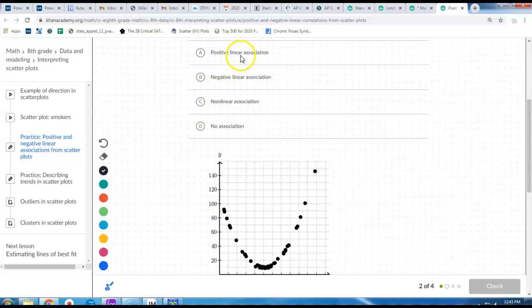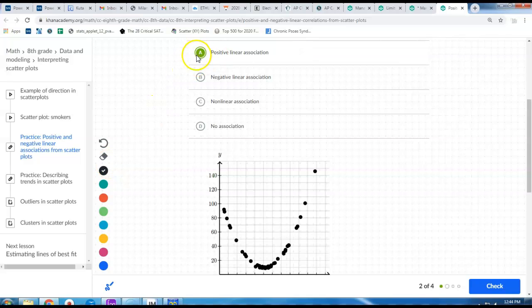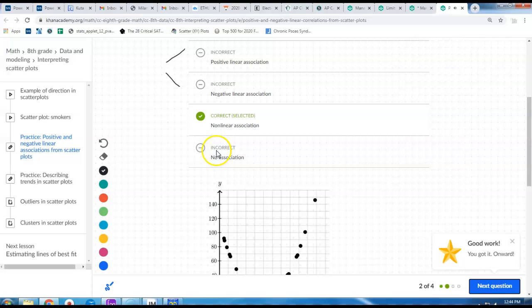This is not a linear association at all, because that's a parabola. So it's not a positive linear association, because positive looks like that, negative looks like that. I'm not 100% sure right now whether this is non-linear association or no association. I'm going to say it's non-linear because there is a pattern there. It's just not a linear pattern. So there is an association, there is a pattern, it's just not linear. No association would look more like there's nothing. There's no sense I can make out of that. There's no pattern at all.